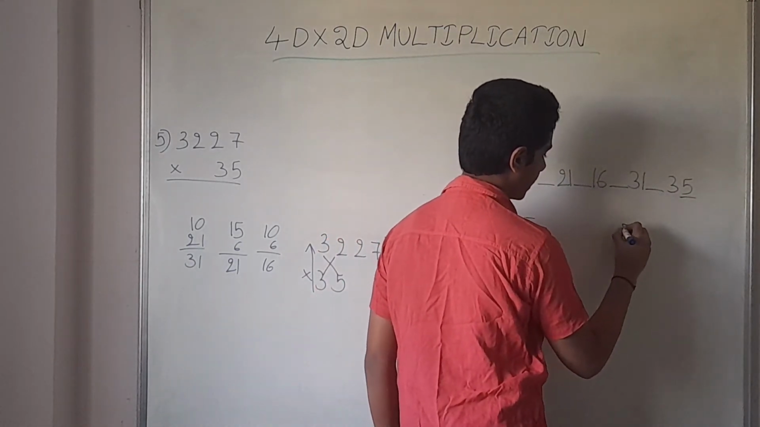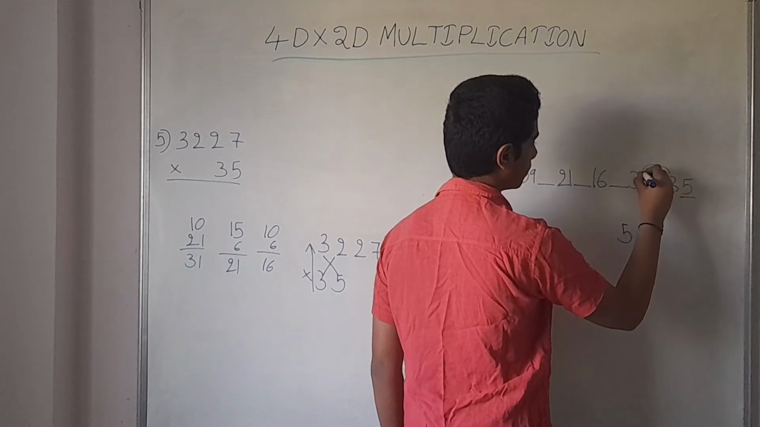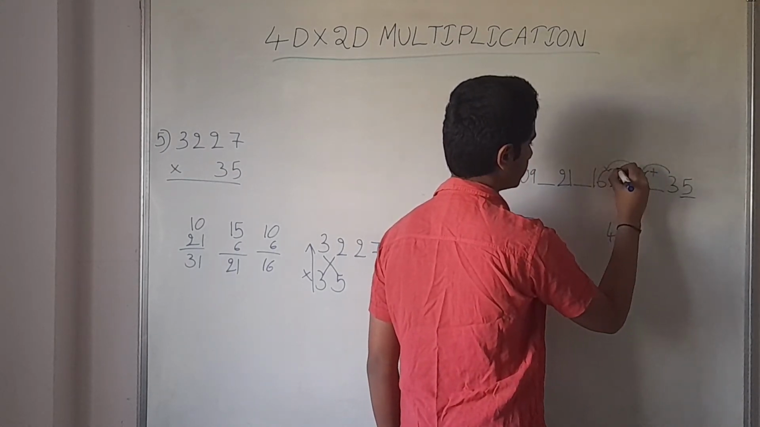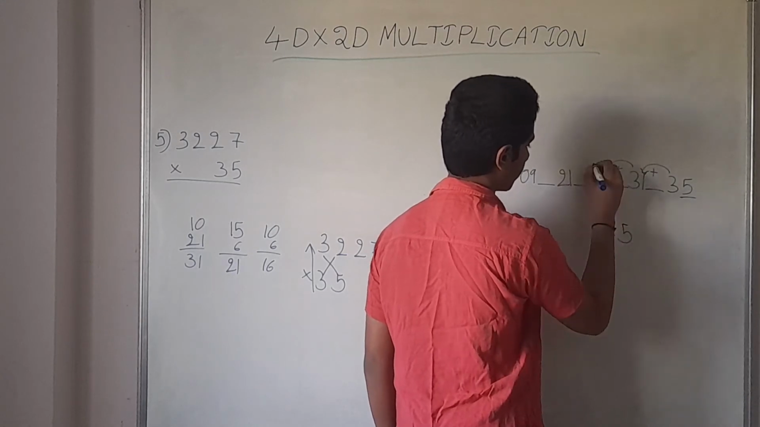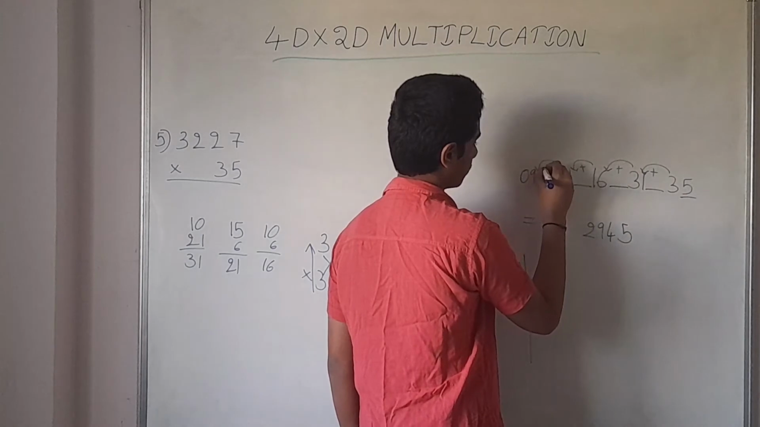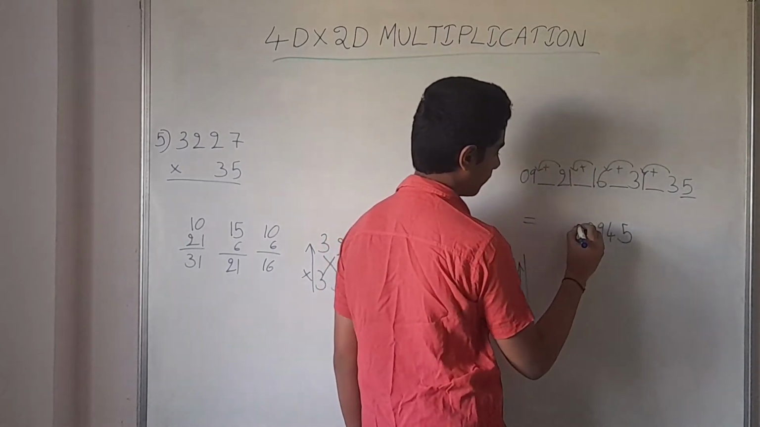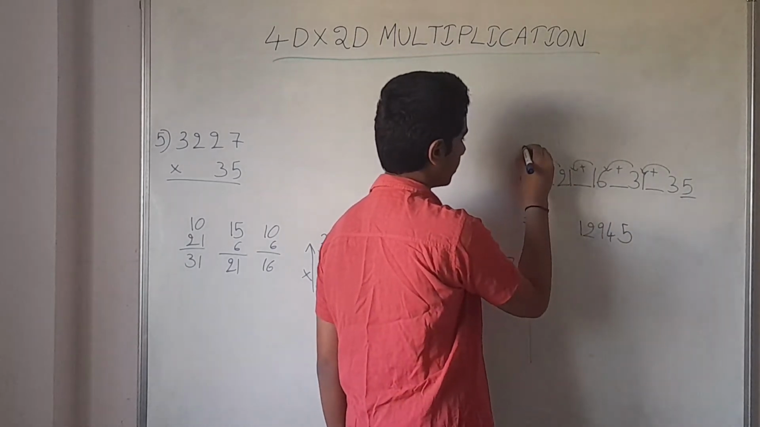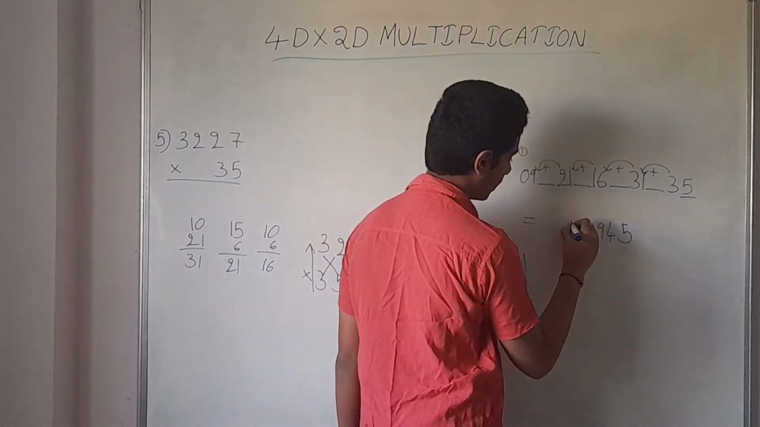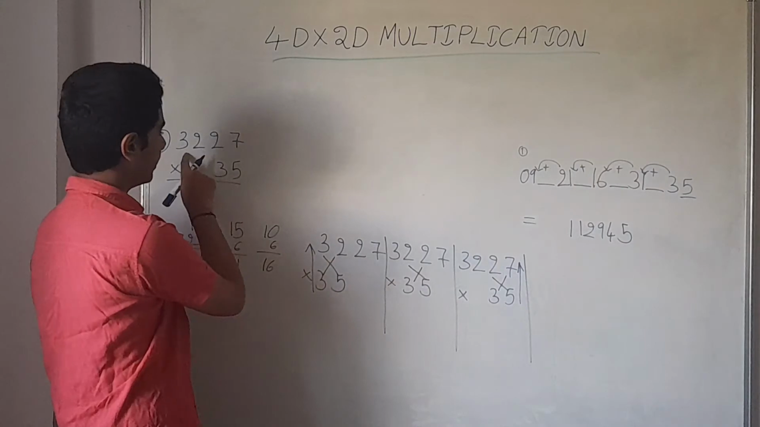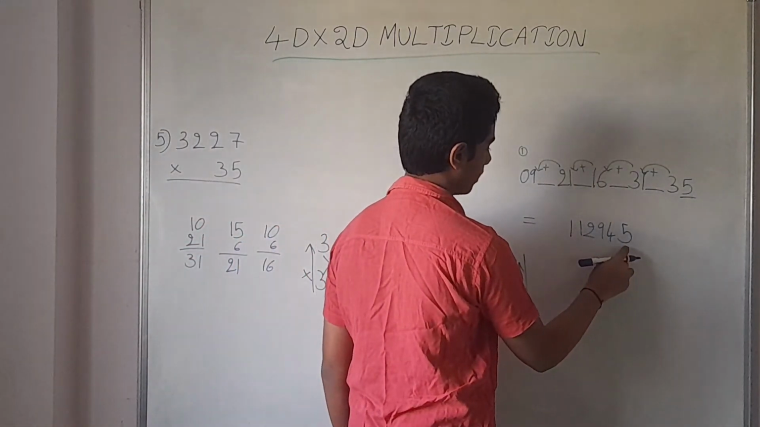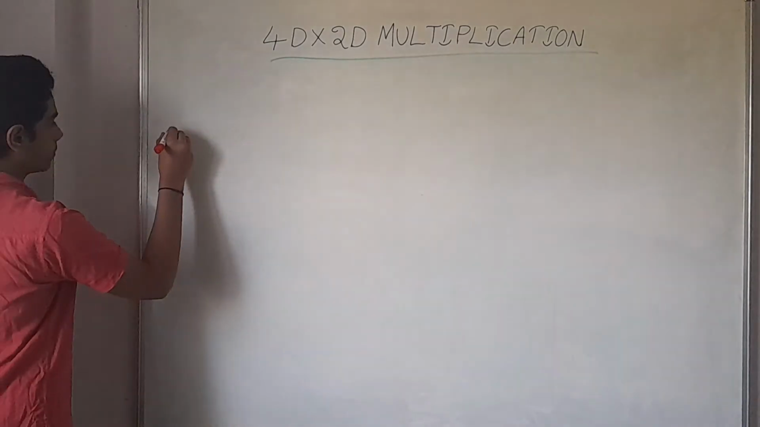First write 5 as it is and add 3 plus 1. That is 4. 3 plus 6, 9. 1 plus 1, 2. 2 plus 9 will get 11. Write 1 and carry 1. 0 is left over. So 0 plus 1, 1. Write 1. 3227 into 35 is 112945. Let's take last example.